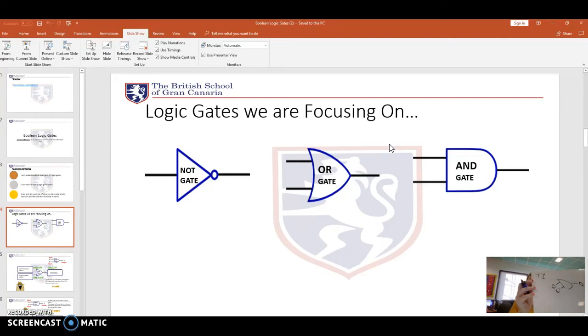Okay, so that is the NOT, OR and AND logic gates. So for your homework this week, I would like you to please complete a poster about the NOT, OR or AND logic gate, and I'd like you to briefly describe how they're used and where they're used. Okay, you can do a bit of research on that.